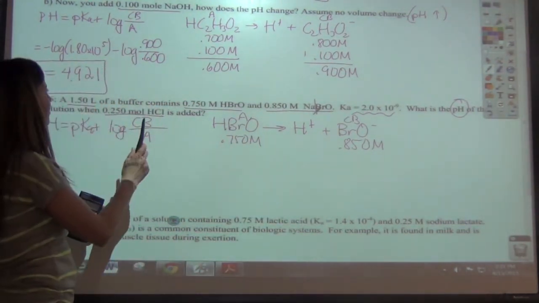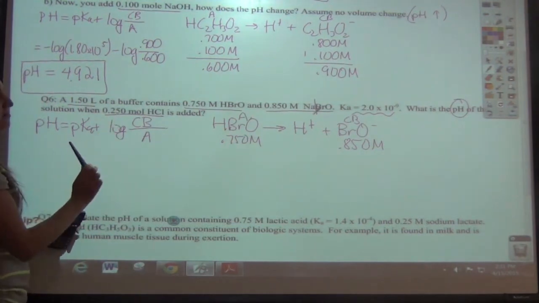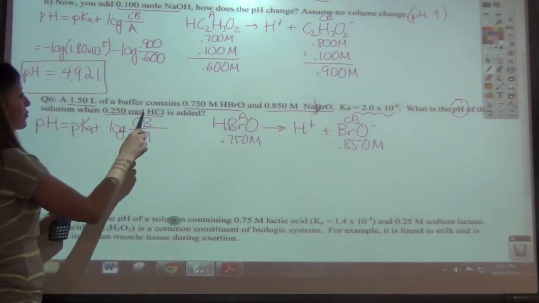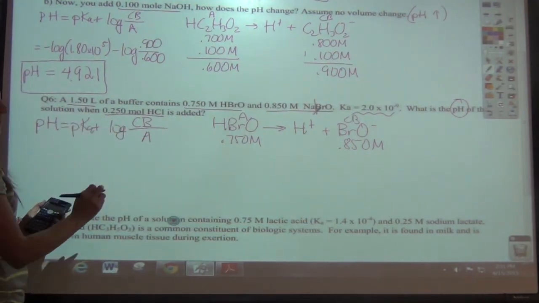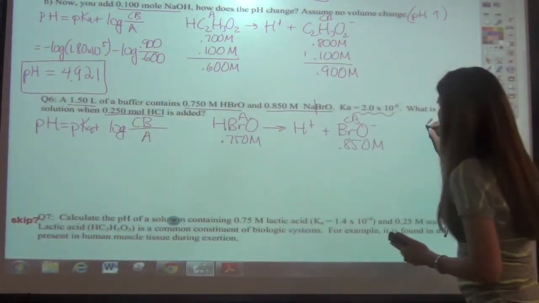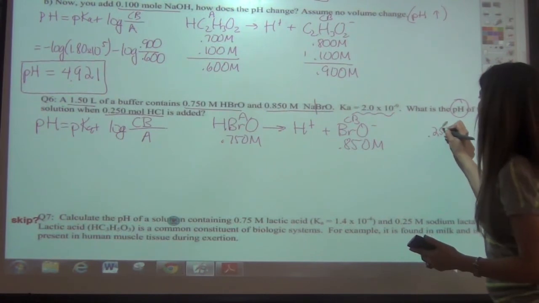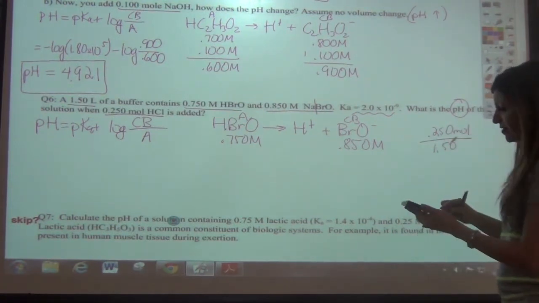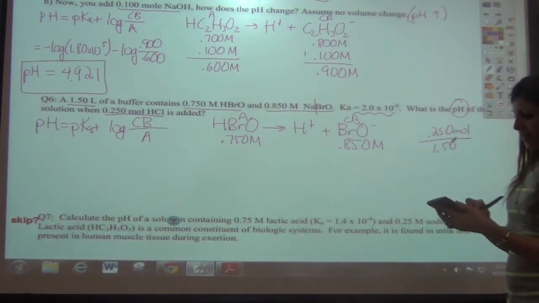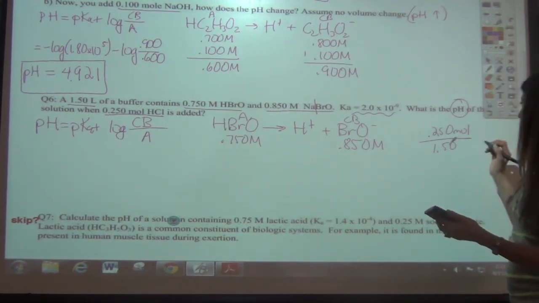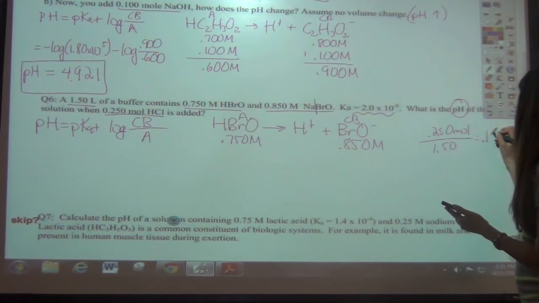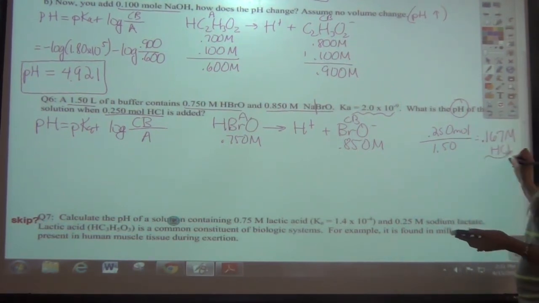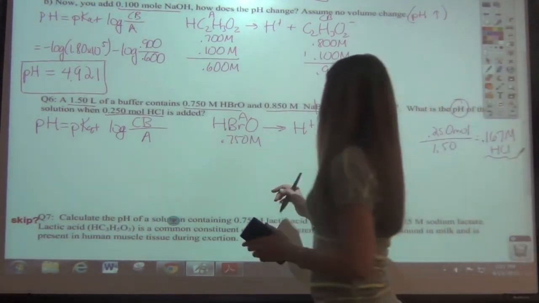So now it tells us that we're going to add 0.25 moles of the HCl to it. The problem is we need molarity. So what we're going to do is divide this by the 1.5. So over on this side, we've got 0.250 mole divided by the 1.50. So 0.25 divided by 1.5 gives us a 0.167 molar HCl. So that's actually the amount.